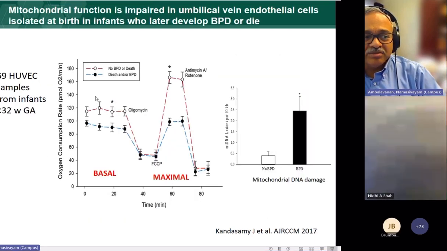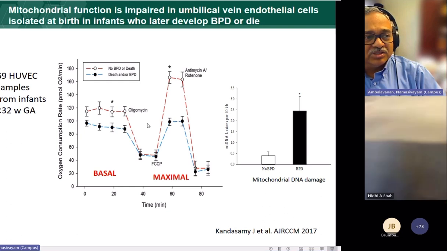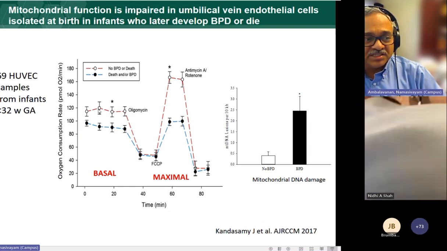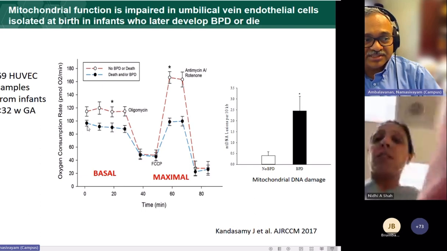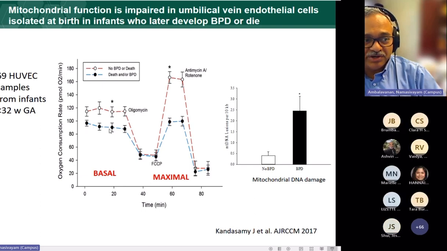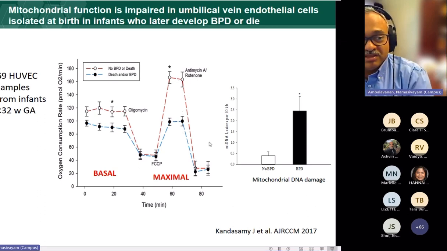Then we culture them, put them in a dish, and subject them to bioenergetic analysis. The open circles and red line are the infants without BPD or death, and the dark circles and blue line are the ones who die or develop BPD. And you can see there's a lot of difference between the basal as well as the maximal oxygen consumption rate between the endothelial cells from the babies who die or develop BPD and the ones who don't.